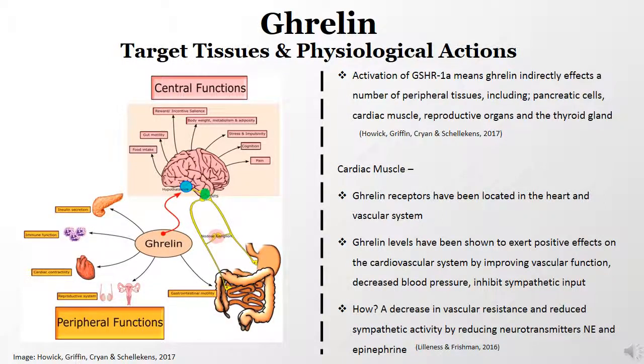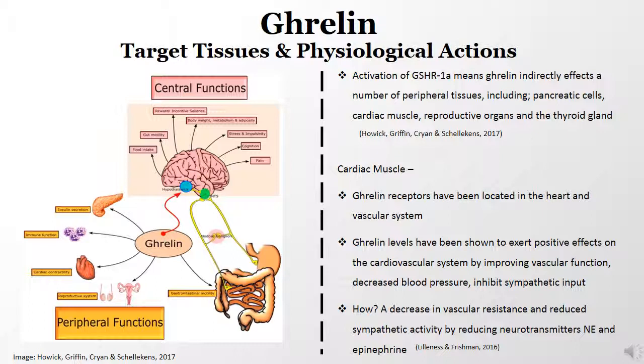Now let's look at ghrelin's target tissues and physiological actions. As ghrelin activates the receptor within the hypothalamus, this indirectly affects a number of peripheral tissues that also express the ghrelin receptor. Some of them include pancreatic cells, cardiac muscle, and the reproductive organs.